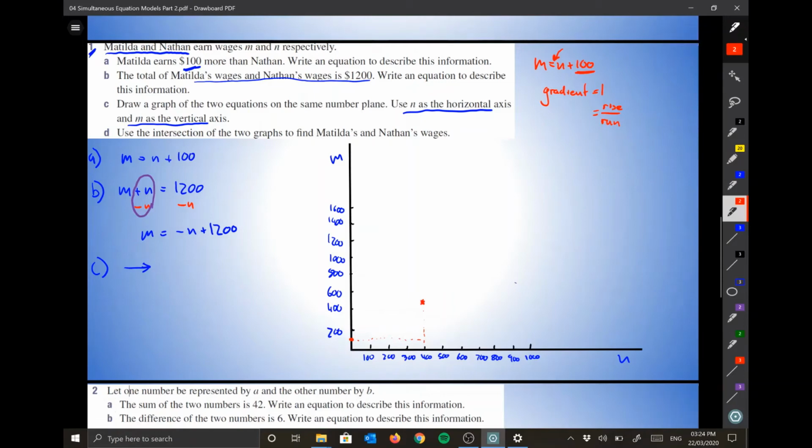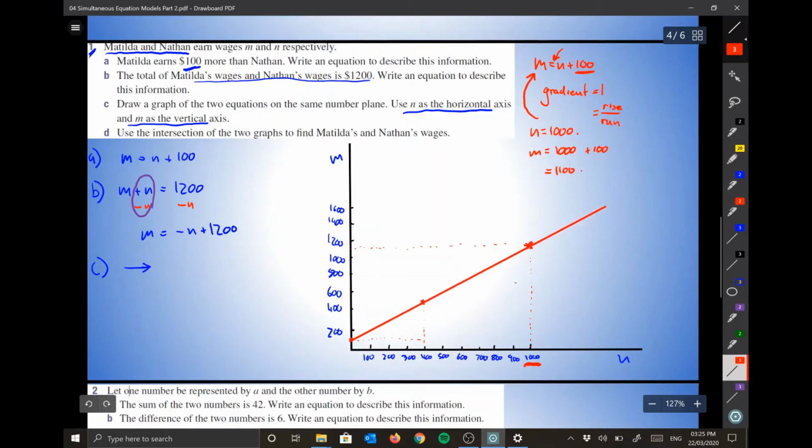What we can also do to find our second point is choose a value of n, let's say n equals 1000, and substitute that into our equation. So when n equals 1000, m equals 1100. We can also plot this point on our graph. You don't necessarily have to go through both of these methods. You can choose whichever method you prefer and just find one extra point. If you have 3, it does make it a little easier to draw a straight line, but only 2 points are necessary.